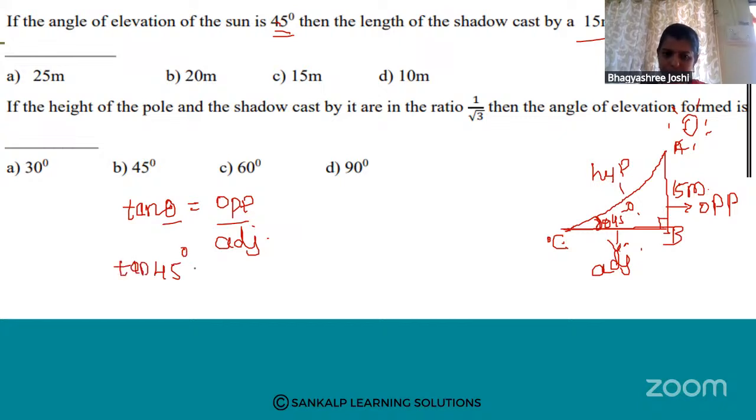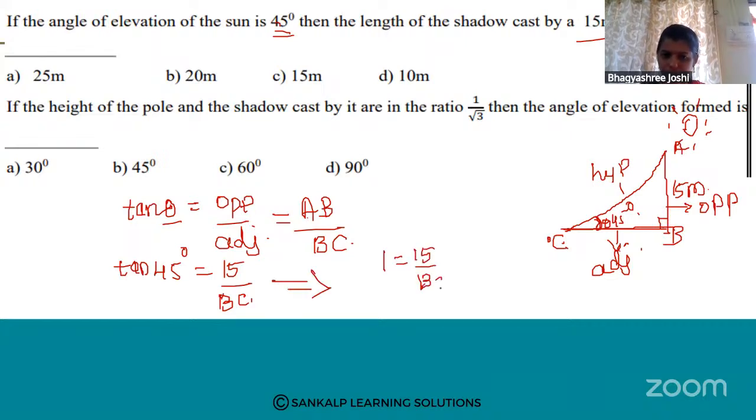Tan 45 degree is equal to the opposite side, 15, divided by BC. Or else you can write it as AB divided by BC, where AB is the opposite side and BC is the adjacent side. Now tan 45 degree is 1, equal to 15 divided by BC. Transfer this BC to this side. So BC is equal to 15 meter. That means the length of the shadow is 15 meters. So option C is right. Understood? Yes.